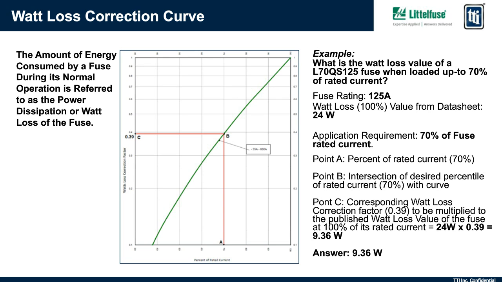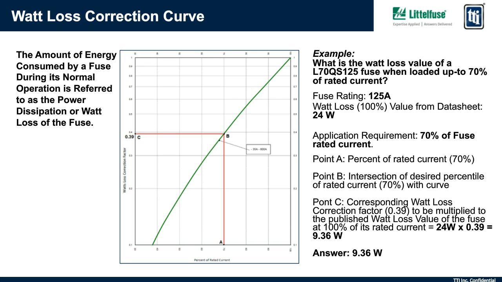Global standards require fuse manufacturers to publish a product's Watts loss when tested at 100% of the rated current of the fuse. And this data for each fuse can normally be found in its data sheet. So nearly all high-speed fuses will have a Watts loss value published.